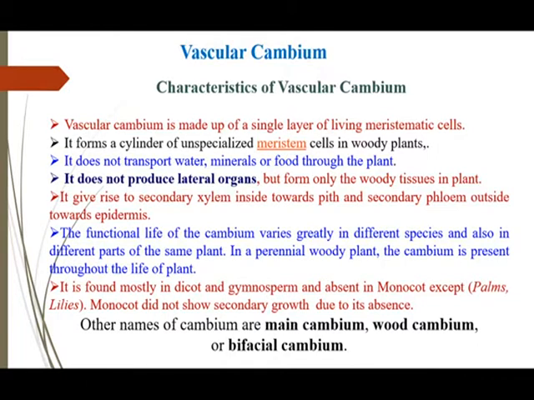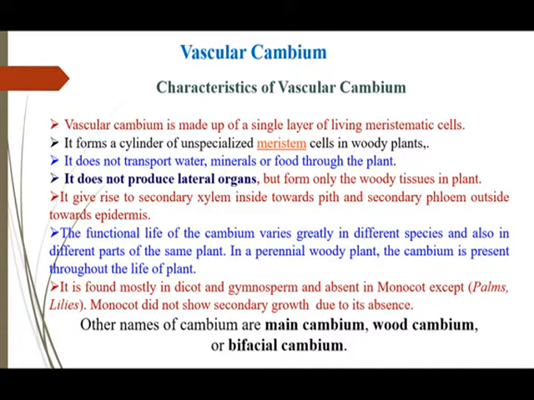The functional life of the cambium varies in different species and even in different parts of the same plant. In a woody perennial plant, cambium is present throughout the life of the plant. Vascular cambium is found in dicots and gymnosperms, but absent in monocots except a few plants, for example palms and lily. Monocots do not show secondary growth, that is, increase in thickness, due to the absence of vascular cambium.